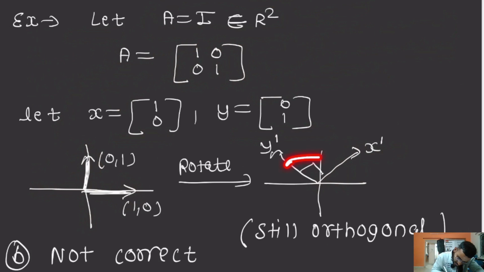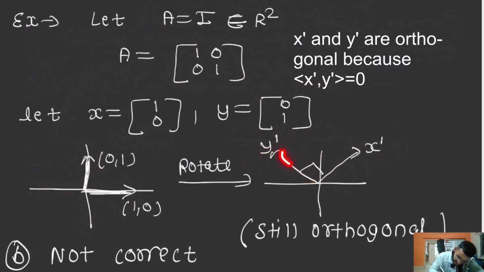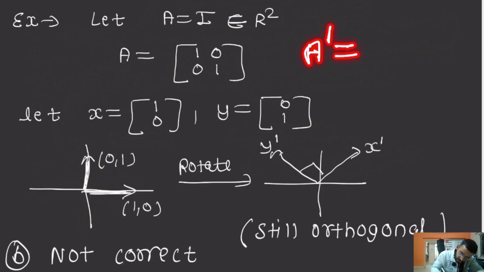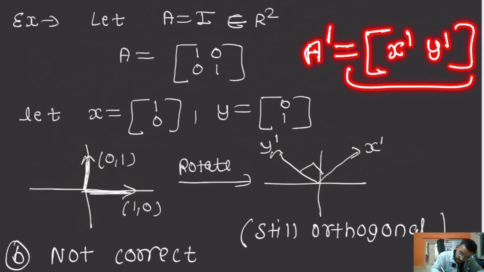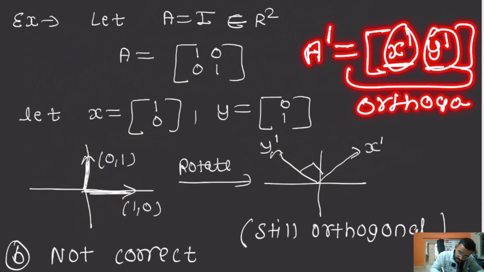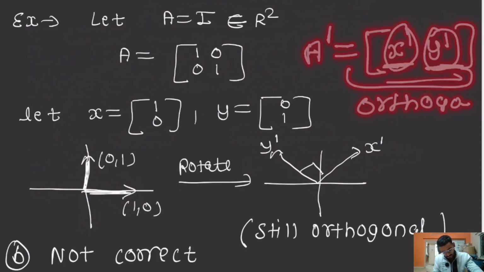Y with an angle theta, this becomes y dash. And these x dash and y dash are orthogonal to each other. So if we make a matrix A dash, which consists of x dash and y dash as columns, then this matrix is also an orthogonal matrix. Why? Because all the columns, these two adjacent vectors, are orthogonal to each other.